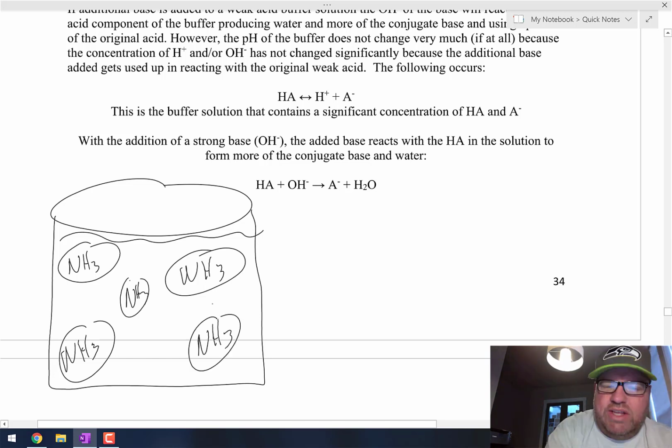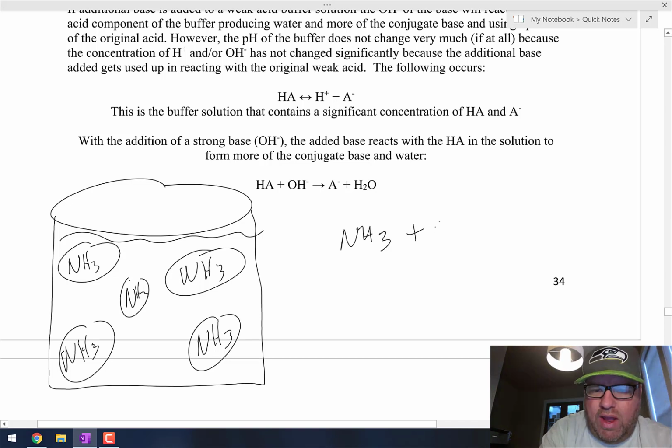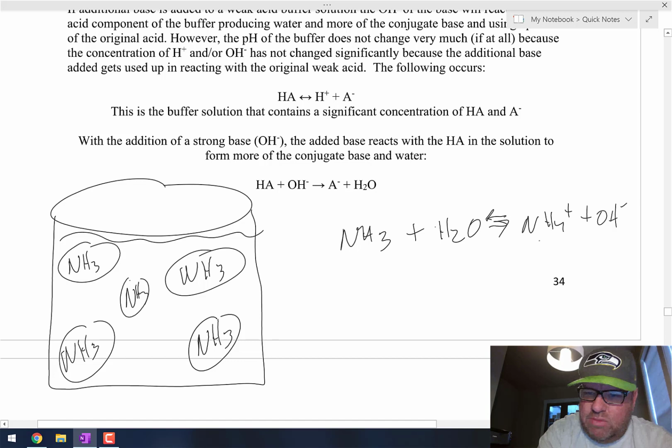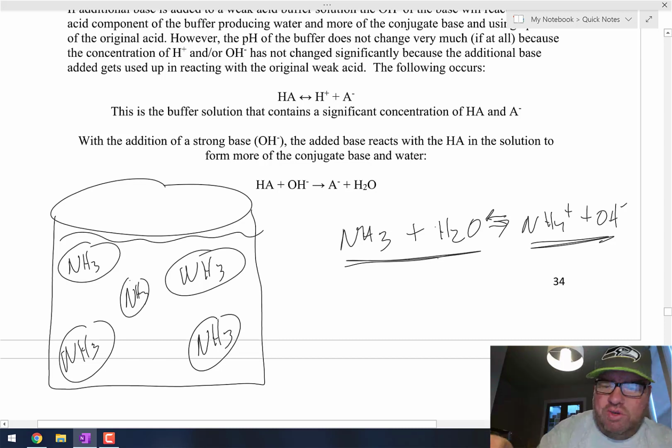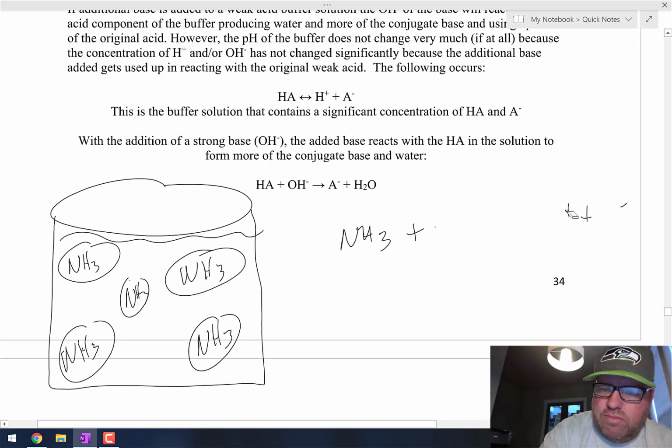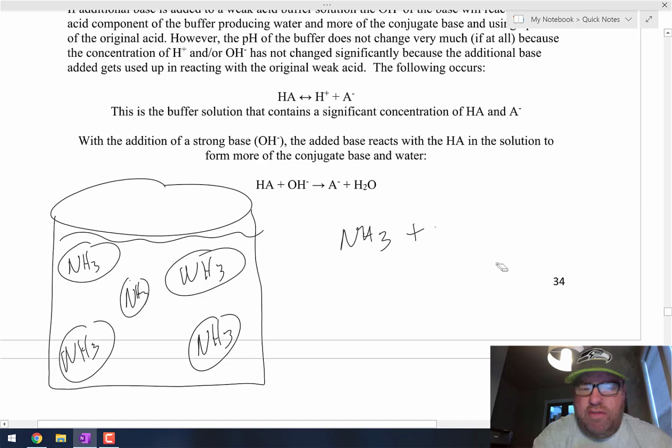NH3 is a weak base. When you put it into water, it will create an equilibrium system, NH4+ and OH-. But that's an equilibrium system, so you get very little of this and mostly this. That's not a buffer solution. A buffer solution has got to have a good concentration of the base and its conjugate acid. So if we react this with HCl, then you're going to get NH4+ and Cl-.